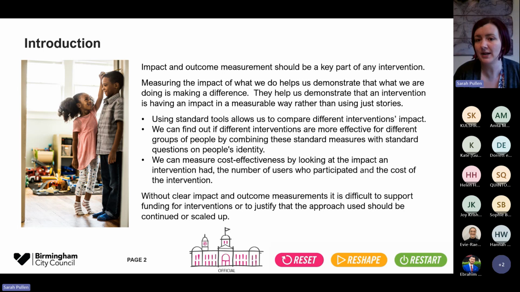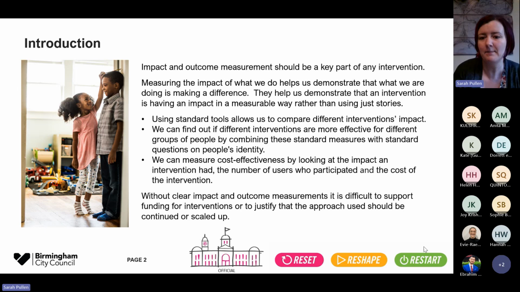We can also find out if different interventions are more effective for different groups. And we can do this by comparing the standard measures, these measurement tools that we have, with standard questions on people's identity. And then we can work out if some interventions work better for some people than others, and so on. We can also measure the cost effectiveness of interventions because we can look at the impact that the intervention had, the number of users who participated, and then the cost of the intervention too. So there's lots of different ways that these impact measures can support.